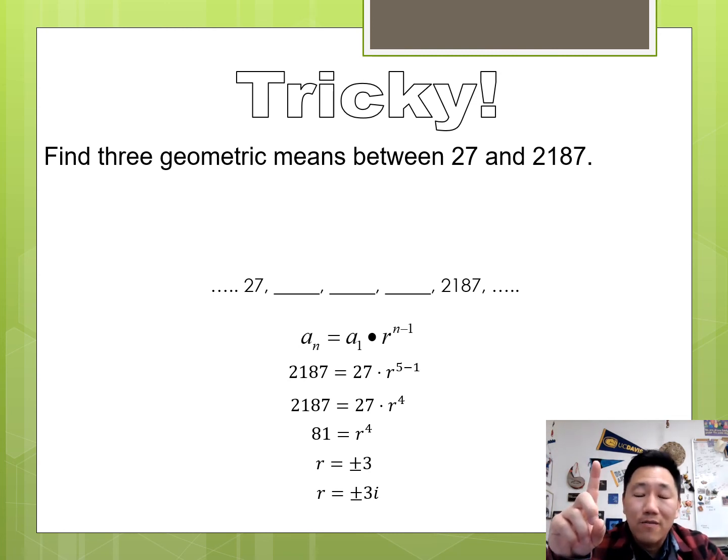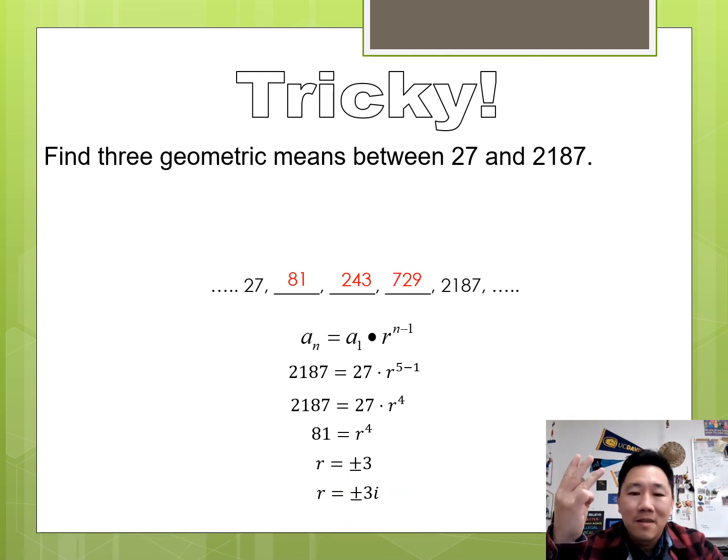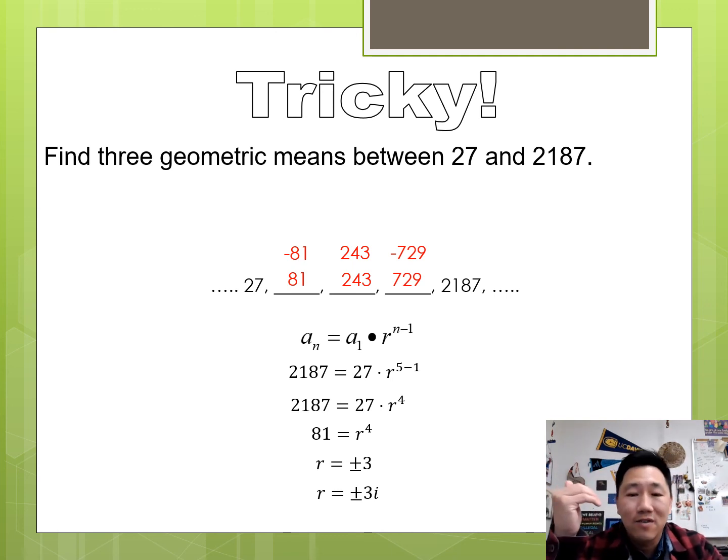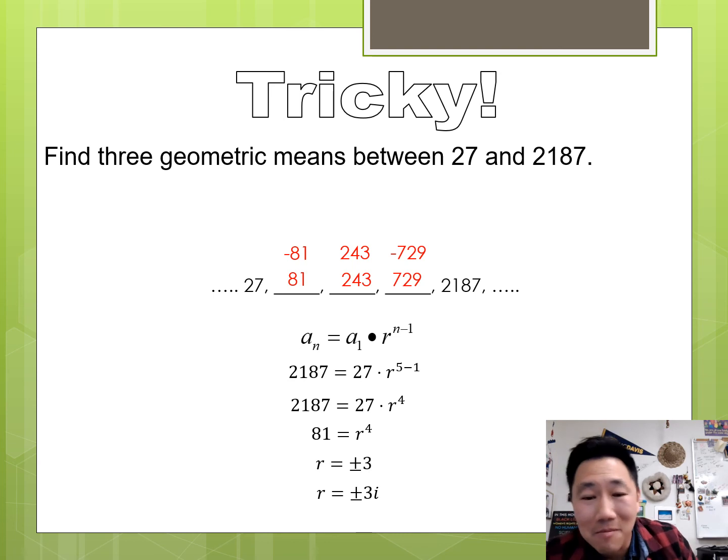Let's go ahead and plug in r for 3. So multiply 3 every time. 27 times 3, 81. 81 times 3, 243. 243 times 3 is 729. And just to check your answer, 729 times 3 is 2,187. Let's do it with a negative 3. 27 times negative 3, negative 81. Negative 81 times negative 3, 243. 243 times negative 3, negative 729. And then negative 729 times negative 3 gives us a positive 2,187.